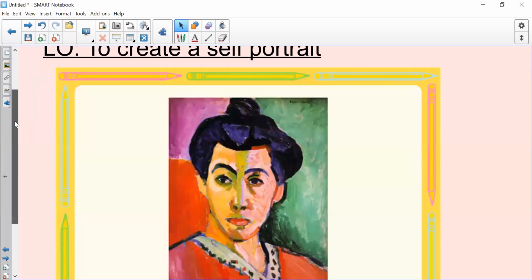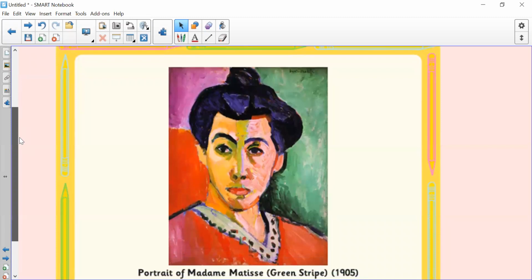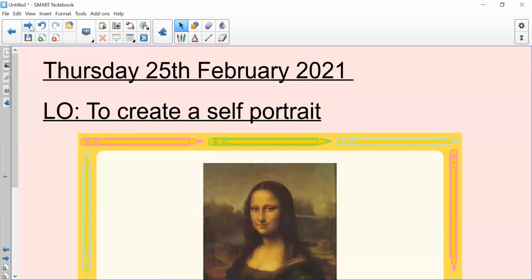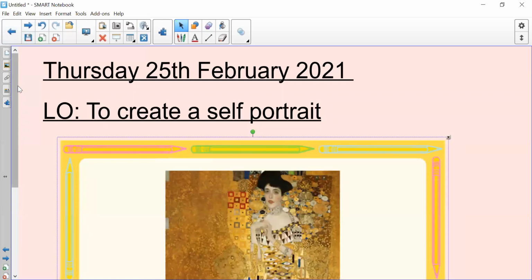Okay, so here's another one. Does anybody know who this is by? So this is a portrait of Madame Matisse, Green Stripe, 1905 by Henri Matisse. Look how it's different from the Mona Lisa, different colour palette, different technique used.